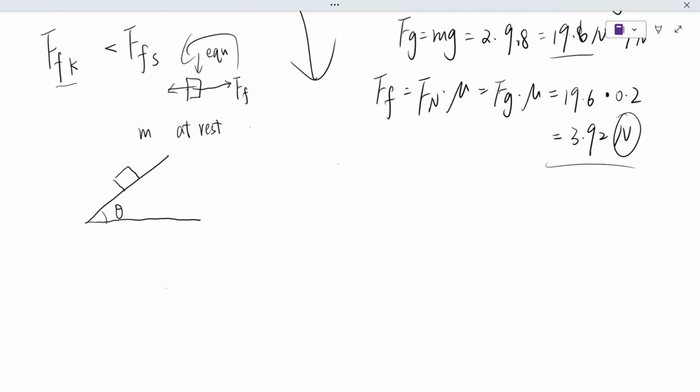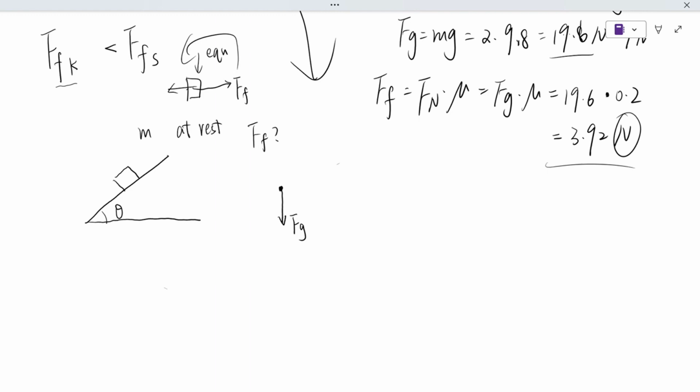How do we calculate the friction force? First of all, let's draw a free body diagram. Let's draw a dot first, which is the center of mass of the object. The object has a gravitational force, which will always be pointing downward.